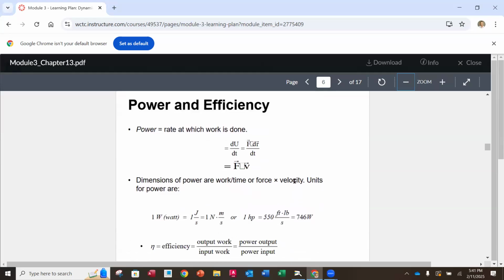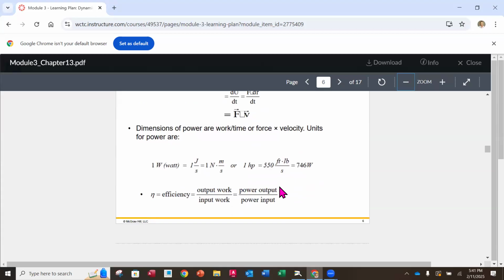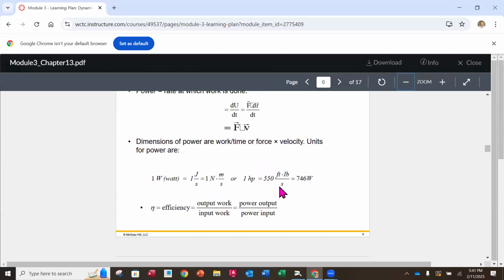The next thing that they're looking at here is power and efficiency. So power is simply going to be force, and we can multiply it by how fast that's going. As we look here, some common terms and common units for power are the watt in the metric system, and then horsepower in the English system.